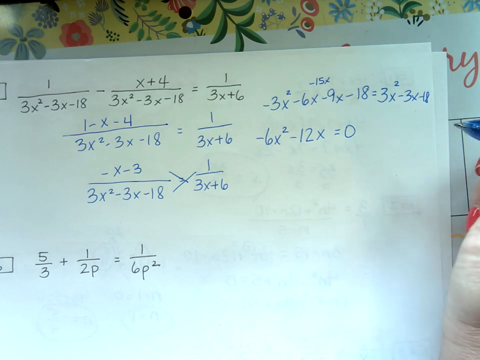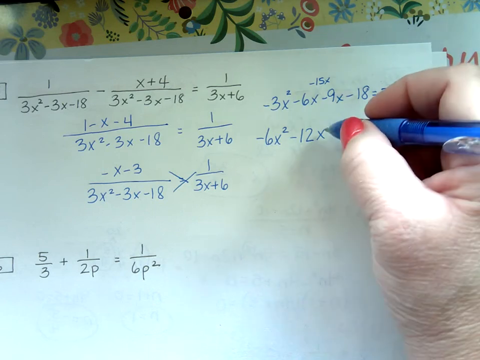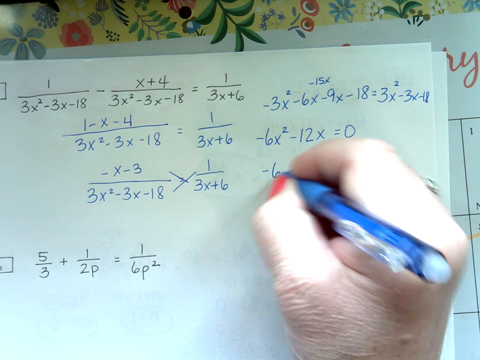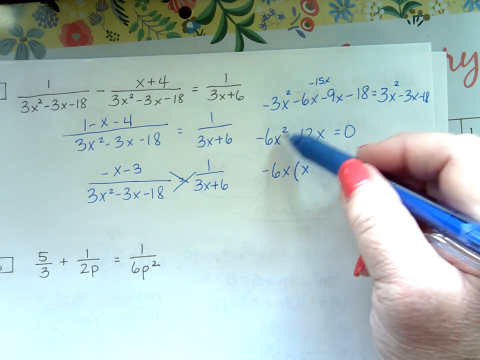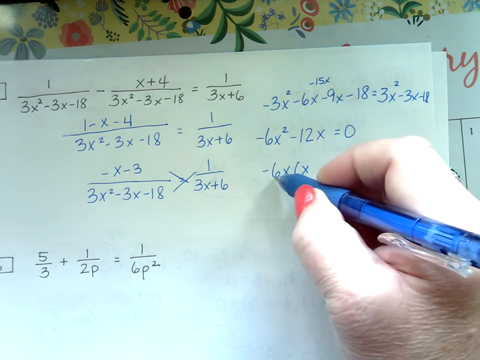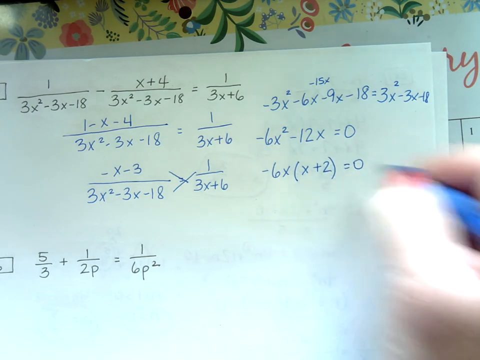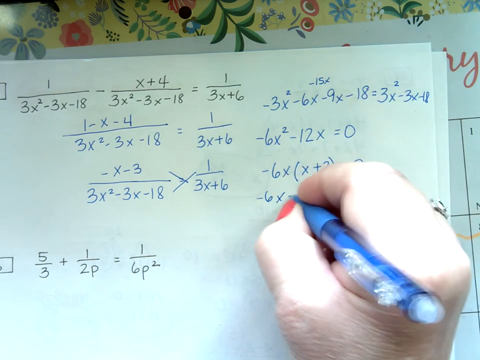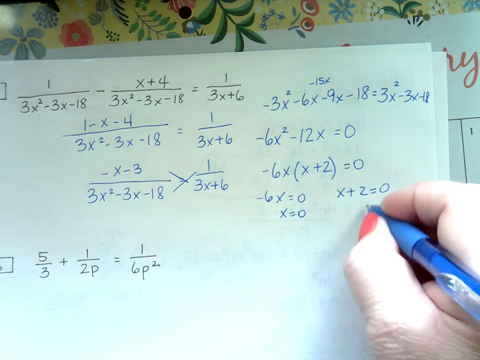Now let's factor this. What do they have in common? You don't have to do the whole AC method type thing to this one. I have a negative 6x that they have in common, which will leave me with, now I'm dividing, negative 6x squared divided by negative 6x leaves me an x. Negative 12x divided by negative 6x is a positive 2. So I set those pieces equal to 0. Negative 6x equals 0. X plus 2 equals 0. X equals 0. X equals negative 2.